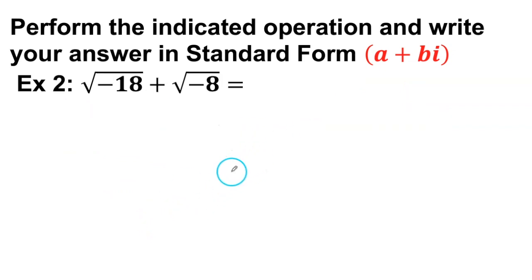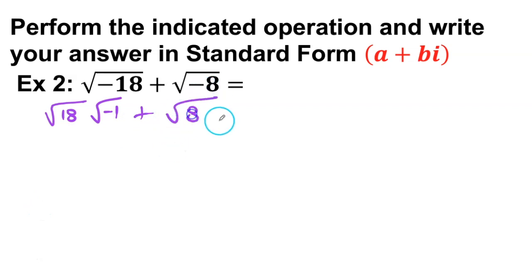Here, next problem. Square root of -18 plus square root of -8. Same idea. I break this negative number into the positive number times -1. Same with the -8. Positive 8 times -1. We know that this is going to give me an i. Now, I have to work with the 18 and the 8.